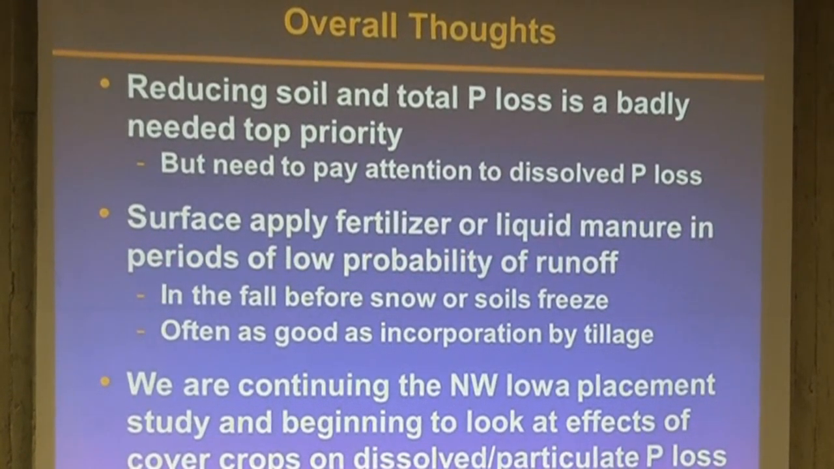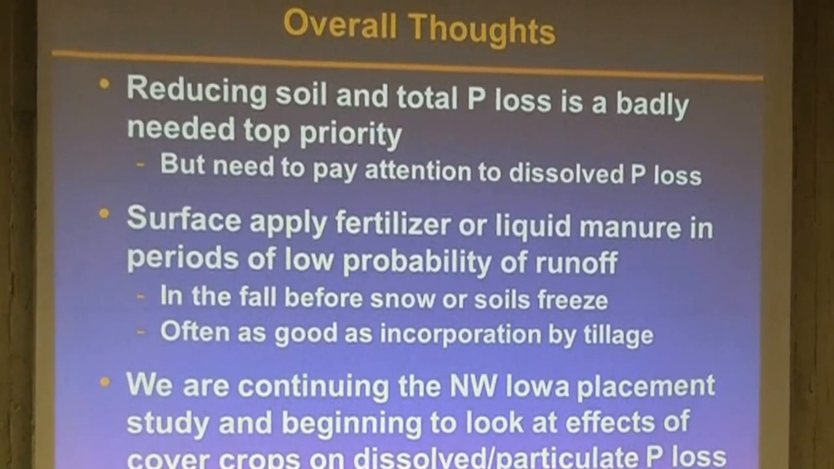Surface applied fertilizer or liquid manure is best with low probability of runoff. When is that in Iowa? In the fall. And that's an issue. Because with manure, we tell farmers for the nitrogen, apply as late as possible, or apply in the spring. And then for phosphorus, I say apply as soon as possible after harvest. Fertilizing is easy, but it's not easy with the manure.